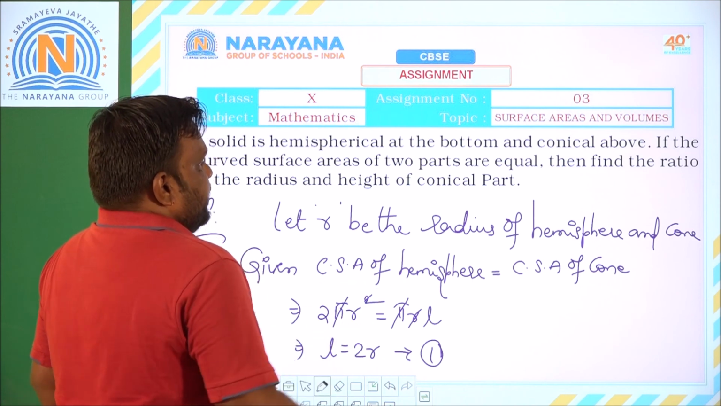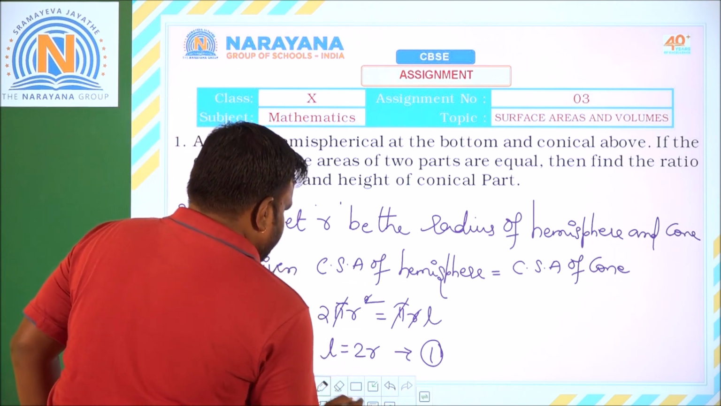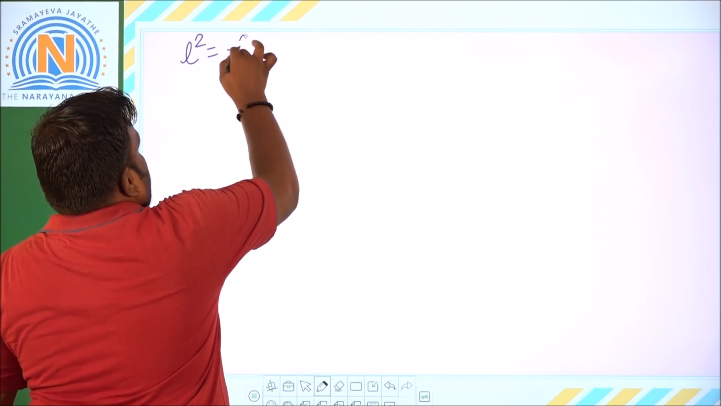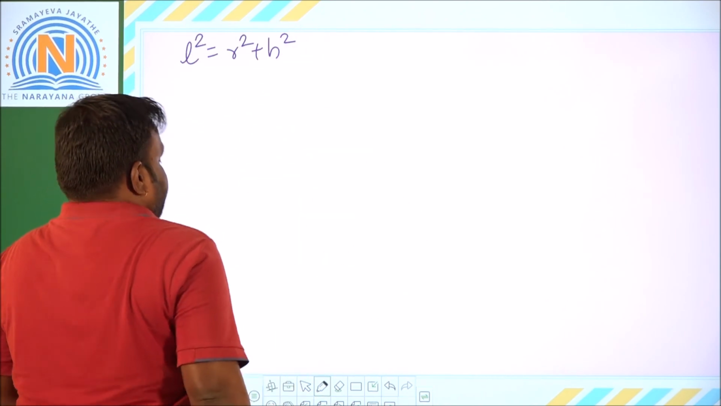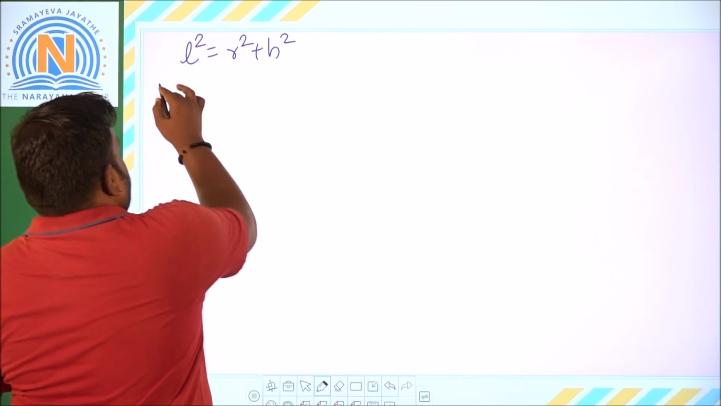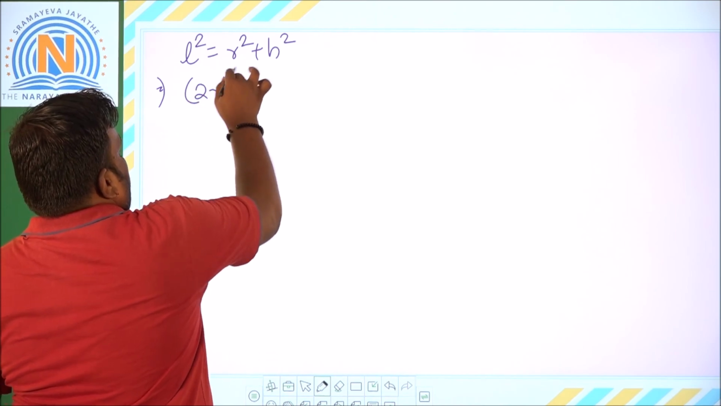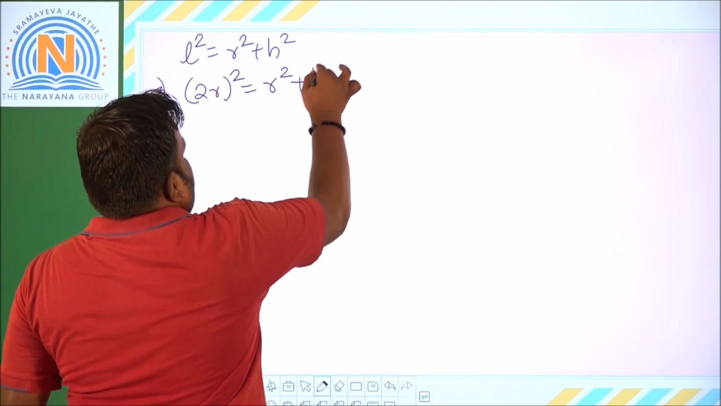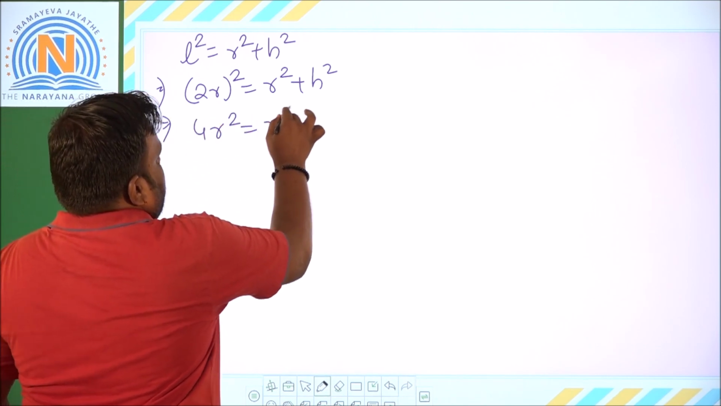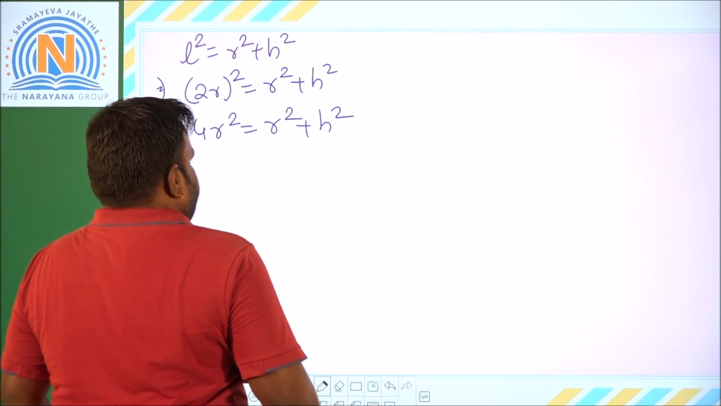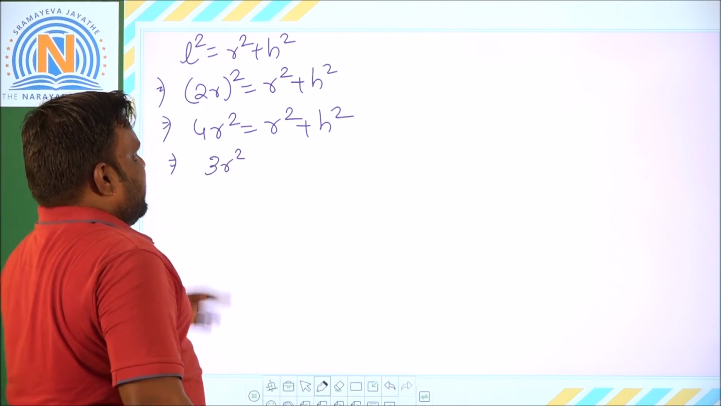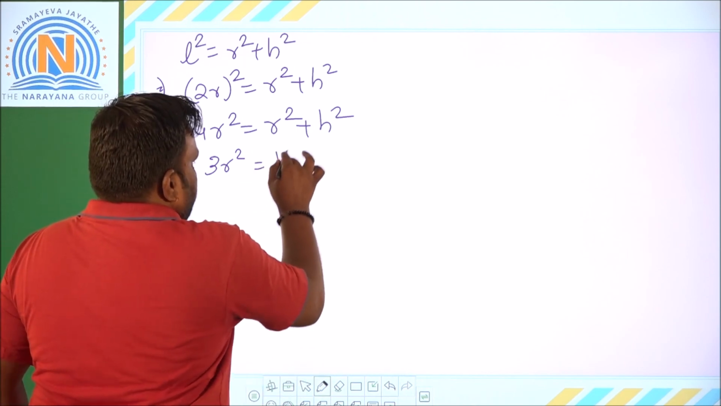And we know that in the conical part, the relation between radius, height and slant height in a cone is l square is equal to r square plus h square. Now we got l is equal to 2r. Substituting here, 2r whole square is equal to r square plus h square. So 4r square is equal to r square plus h square. Bringing the r square terms to one side, 4r square minus r square is 3r square. So 3r square is equal to h square.